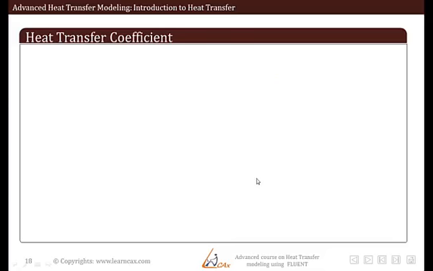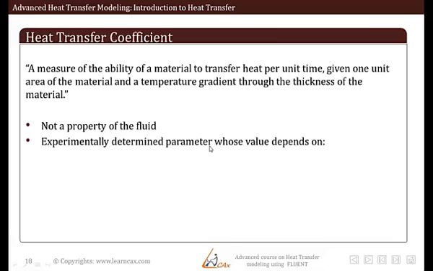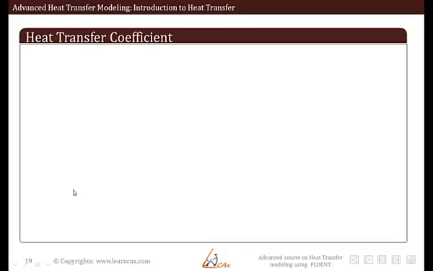So let us now go ahead and discuss the heat transfer coefficient concept in detail. The heat transfer coefficient by definition is basically a measure of the ability of a material to transfer heat per unit time, given one unit area of the material and temperature gradient through the thickness of the material. It is not a property of the fluid, it is a property of flow, and experimentally it can be determined by parameters whose values depend on the convection phenomenon, surface geometry, nature of the fluid motion, properties of the fluid, and bulk fluid velocity. So it is a function of all these parameters, not just a material property.